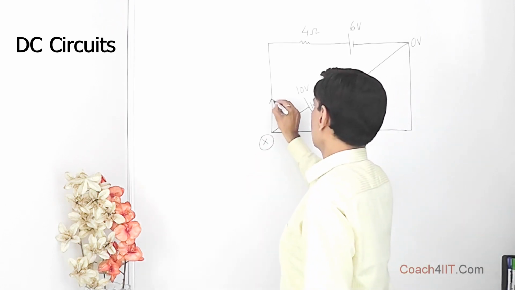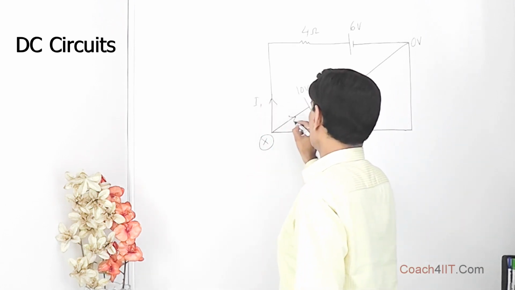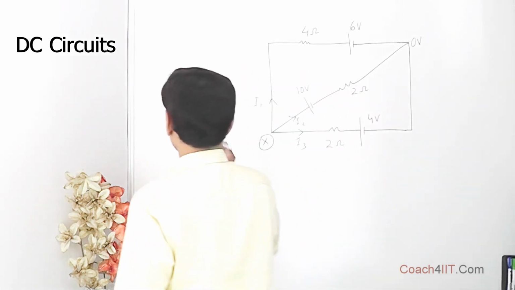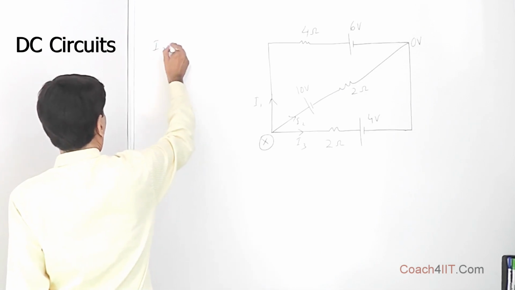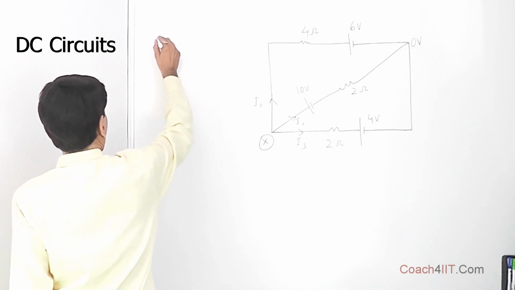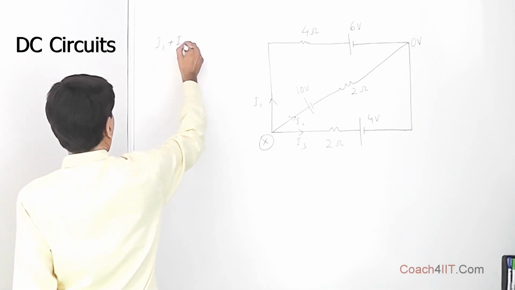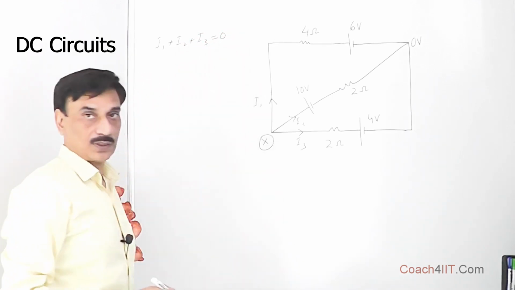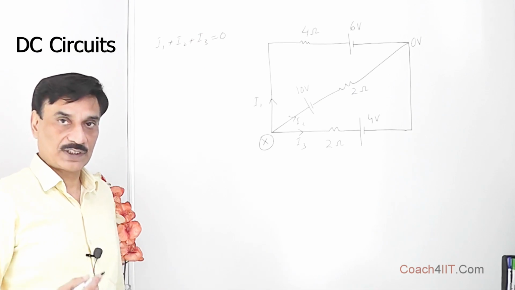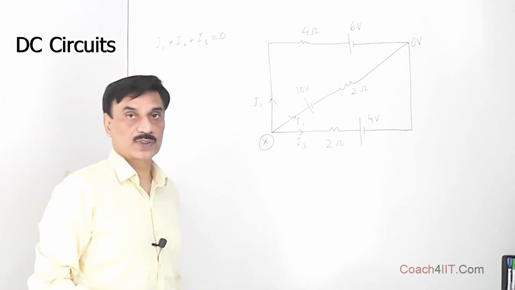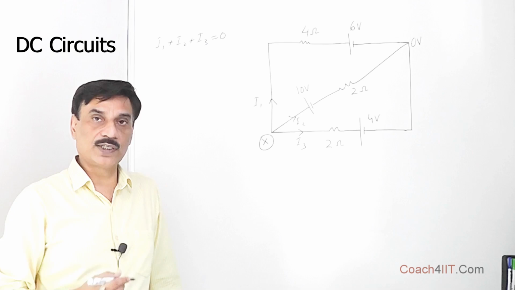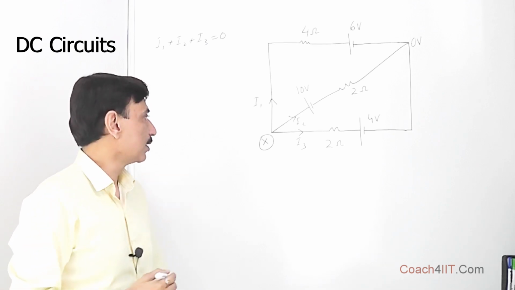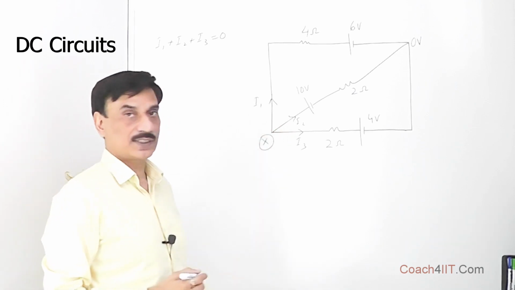Now we can say I1 plus I2 plus I3 is equal to 0. That is how we proceed. That is also known as Kirchhoff's current law, based on conservation of charges: this point cannot be a source of charges. No charge can accumulate over here. It cannot generate any charges, and it cannot consume any charges. So I1 plus I2 plus I3 is equal to 0.